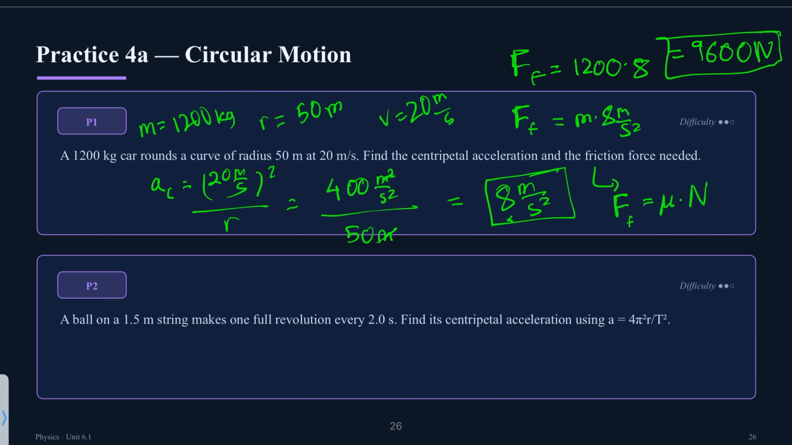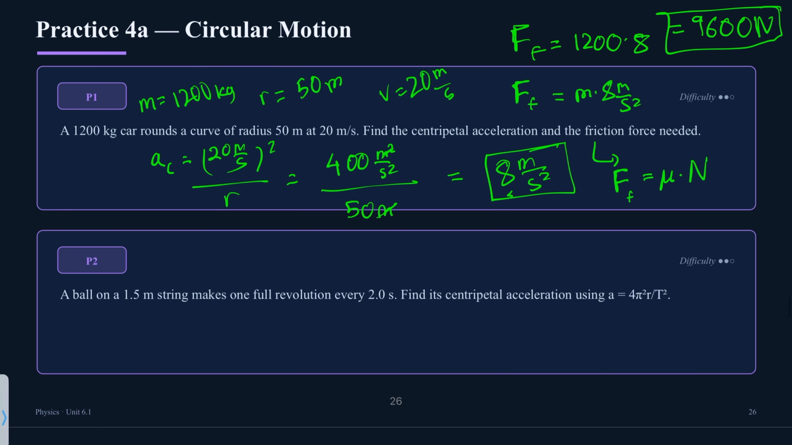And then let's try number 2. A ball on a 1.5 meter string makes one full revolution every 2 seconds. Find its centripetal acceleration using a is equal to 4 pi squared r over t squared. Okay, so they literally gave us the formula, right? A is equal to 4 pi squared times r.